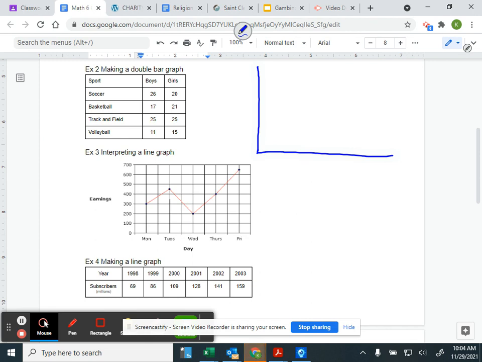We're looking at different sports, so I'm going to put my sports on the bottom. We've got soccer, basketball, track and field, and volleyball. These are all sports, so I'm just going to label them sports. On the left, we have boys and girls. How many boys and girls play it? We're just going to call it students.